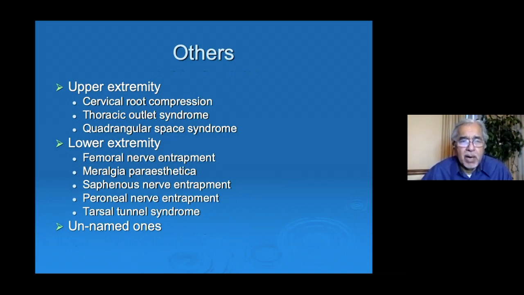You can have some other neuropathies across the board in the upper extremity. You can get cervical root compression, thoracic outlet syndrome, quadrangular space syndrome, to name a few. In the lower extremity, you can have femoral nerve entrapment. You can get lateral femoral cutaneous nerve entrapment or meralgia paresthetica. You can get saphenous nerve entrapment, peroneal nerve entrapment, tarsal tunnel syndrome, and varieties of unnamed nerves can also be trapped, so long as you know the anatomy and what nerve is in that area.